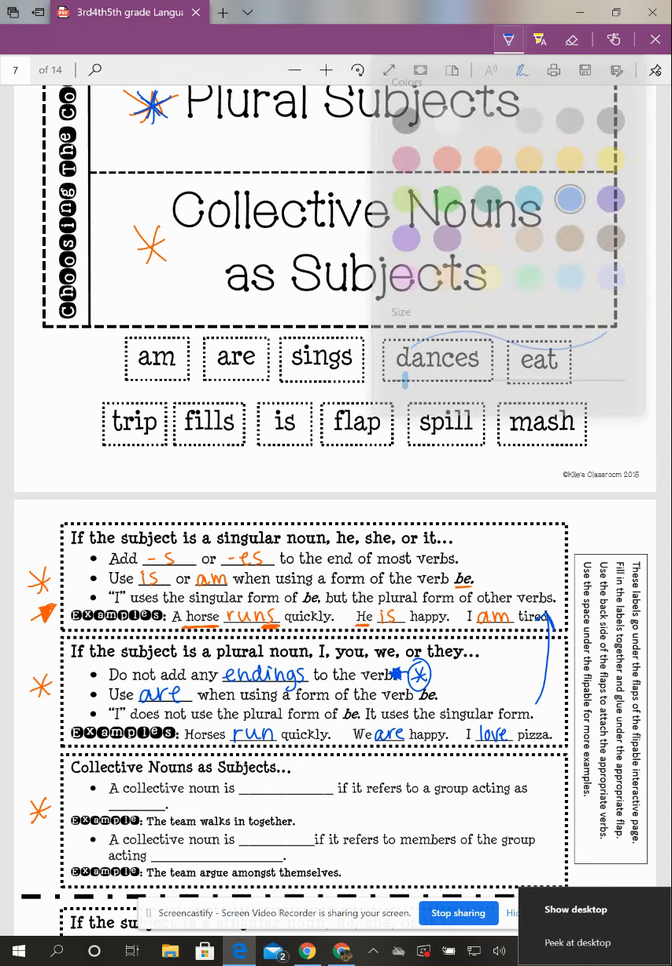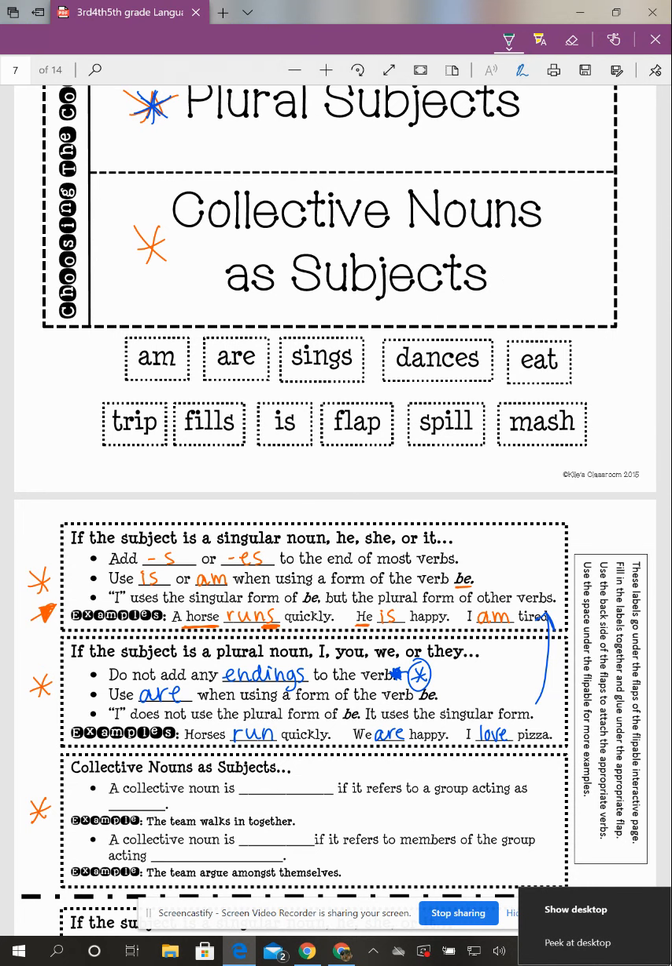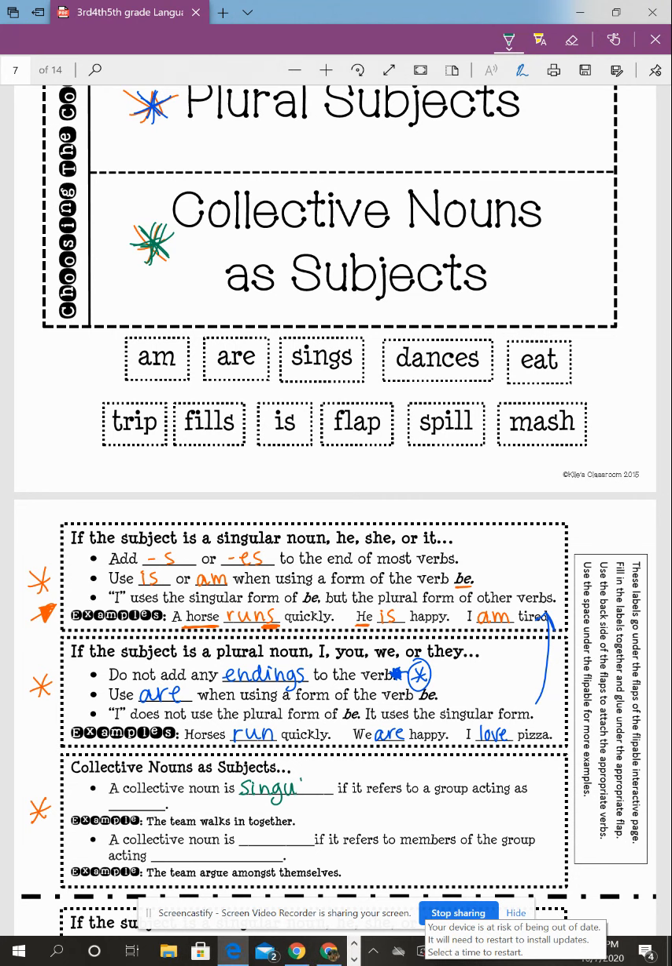For our last tab that we're going to fill out, we're going to talk about collective nouns. Remember, a collective noun is when we were talking about a group of something. I used the example with my class, a blessing of unicorns, which is the name for the group. A class of students. You could have a team of players. A collective noun is actually singular if you're talking about the group acting as a whole.